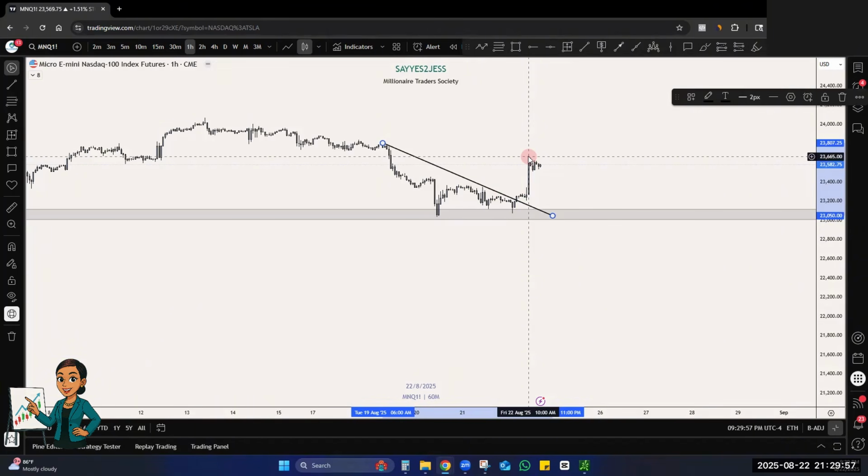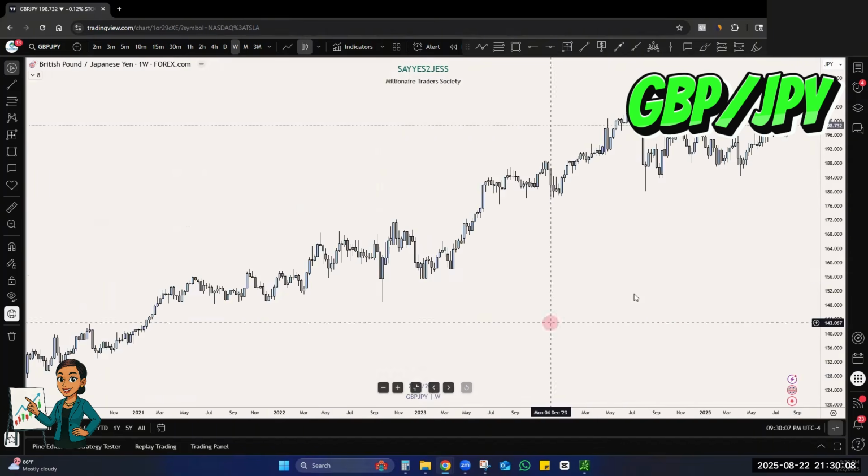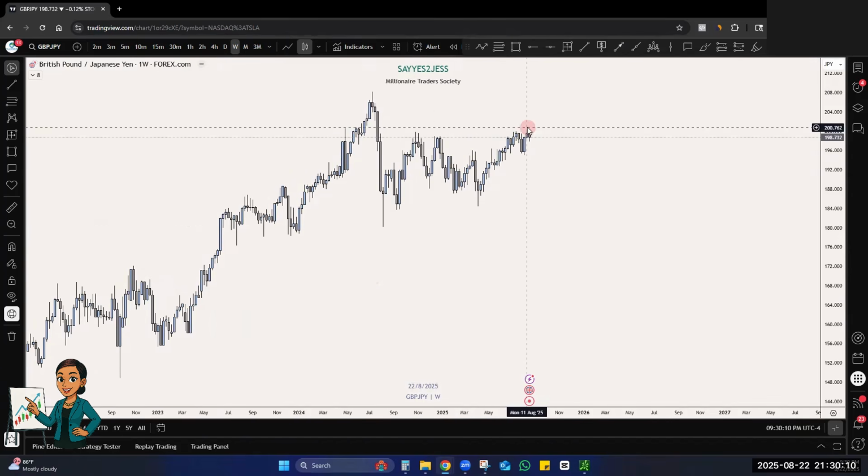Next request, let me see, was GJ. Take a look at that. I always like to look at the higher time frame just to get an overall understanding of what's going on. So you can see last week GJ was unable to break this resistance here and created a spinning top, and it has not been able to break this resistance for a very long time.